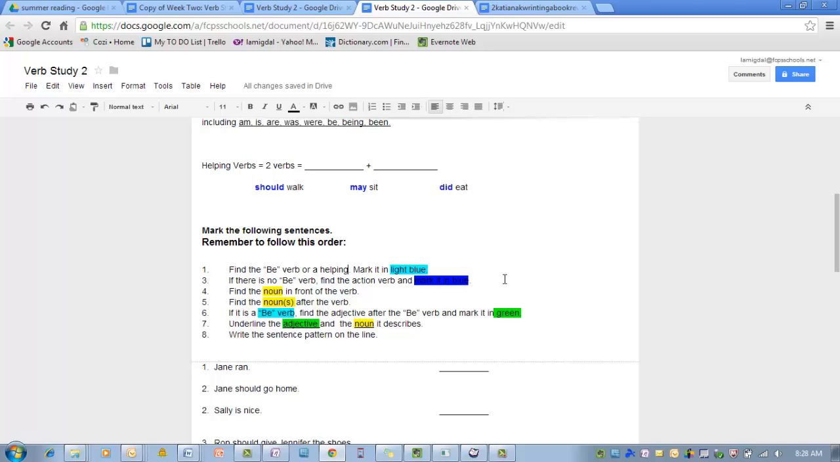Find any nouns after the verb, mark it in yellow. But if there was a be verb, you might have an adjective after the verb, and we're going to mark that in green. And then remember to underline the adjective and the word it describes. And then we're going to write one of those 4 sentence patterns on the line. Okay? So, light blue is only if there's a be verb or a helping verb.